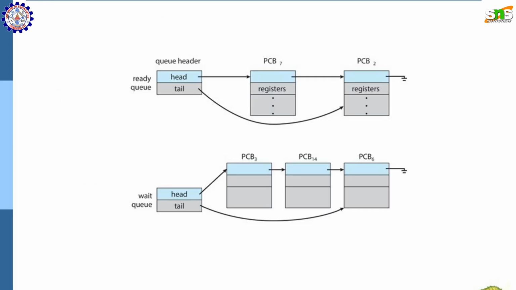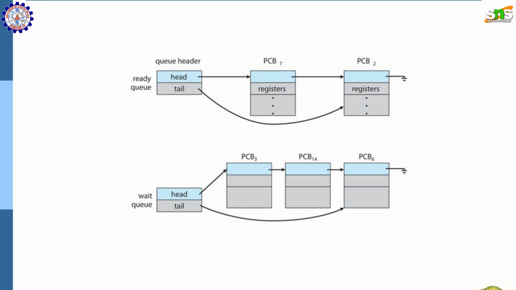This is the structure of a ready queue and a wait queue. The ready queue has a head and a tail. The head points to the first process and the tail points to the last process. Every process has a process control block in which all the details of that particular process are saved. You can see the structure of the wait queue also. Here also you have a head and a tail. The head points to the first process and the tail points to the last process, and all the processes are interconnected.